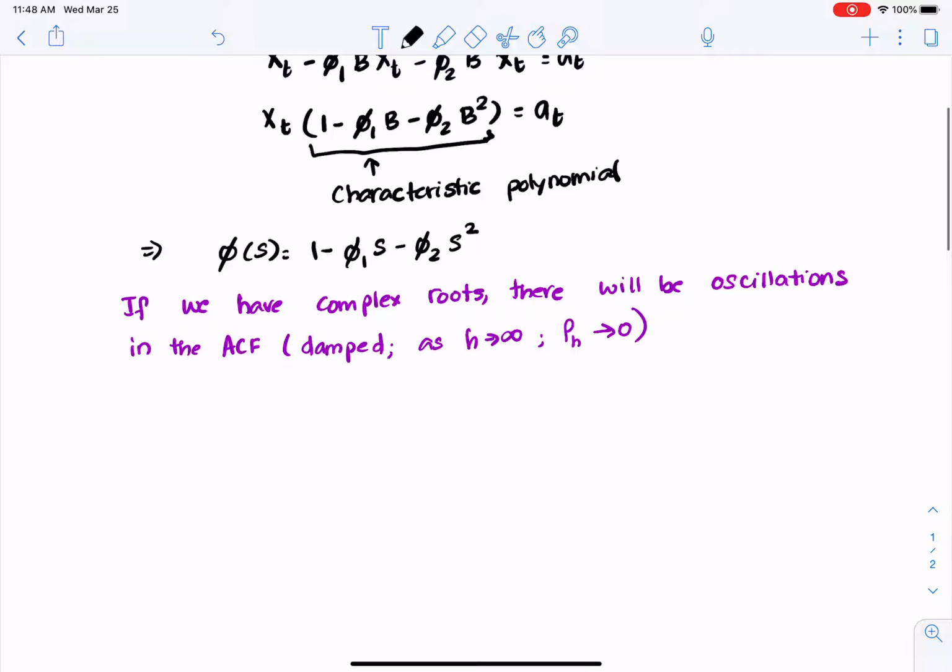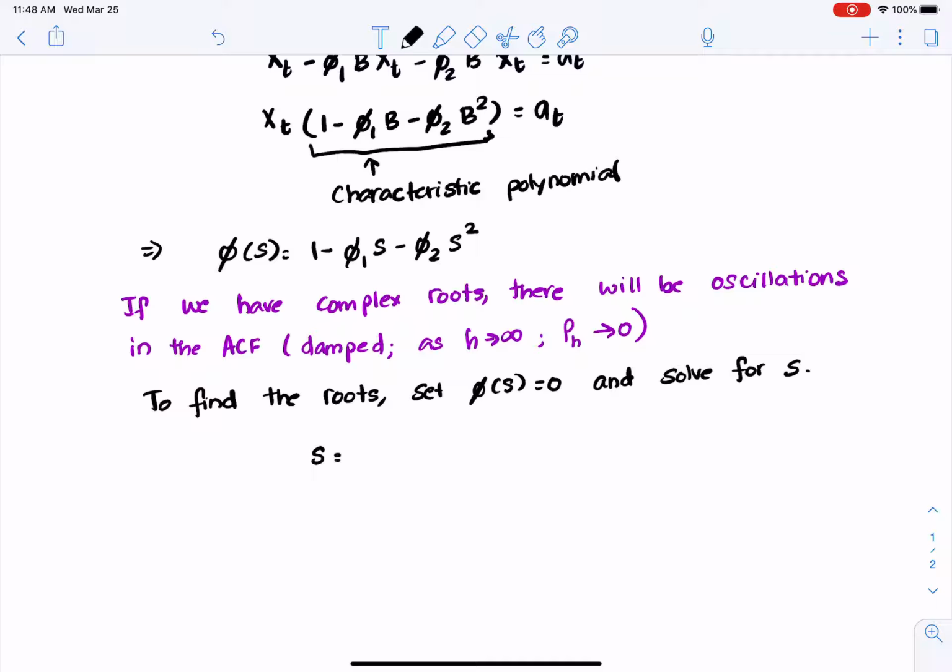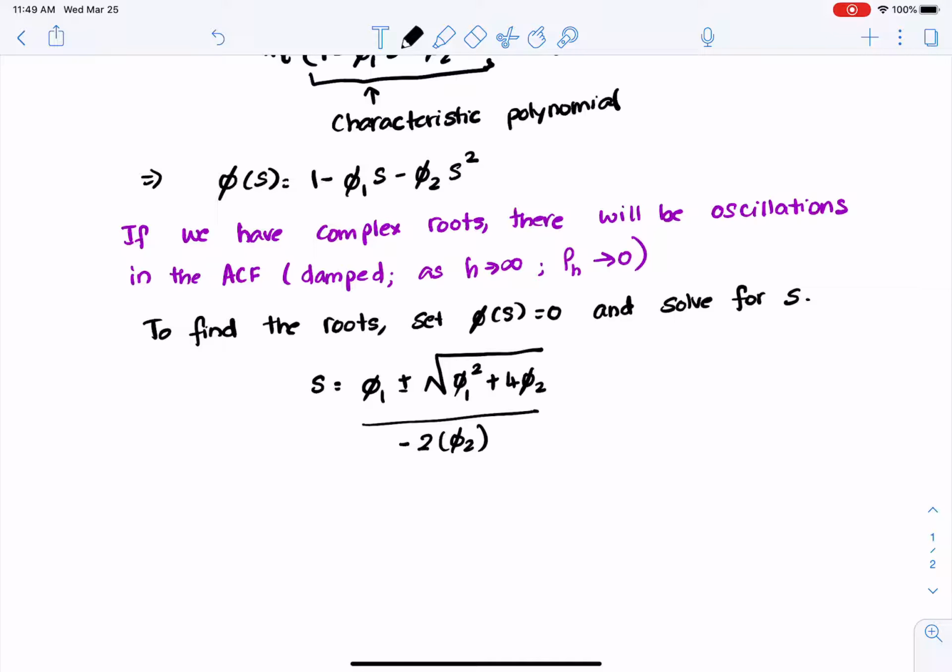So our goal is to find the roots of phi of s, the characteristic polynomial. So to find the roots, set phi of s equal to 0 and solve for s. So we are going to get as the roots phi1 plus or minus square root of phi1 squared plus 4 phi2, divided by 2 times phi2 with a negative. This aside, we don't care about this part right now.